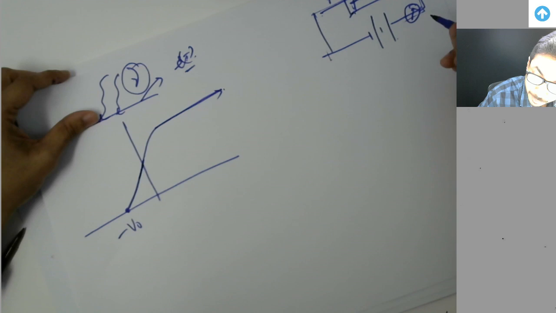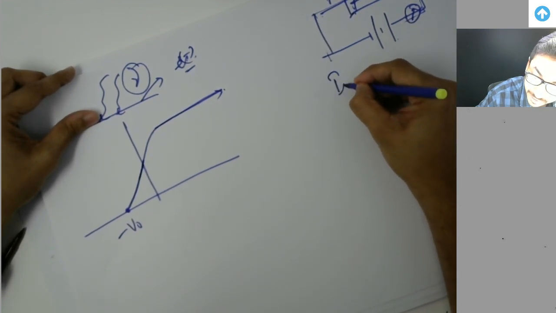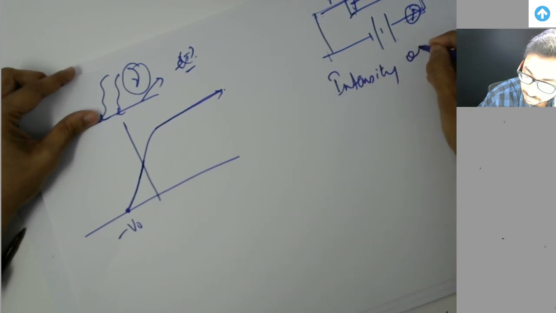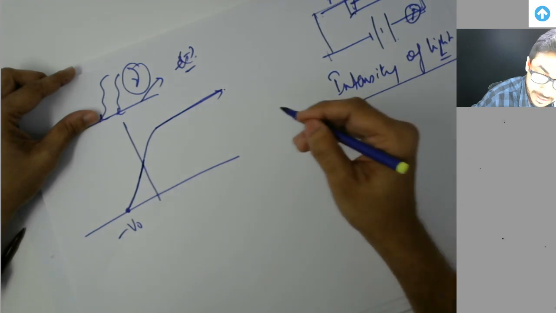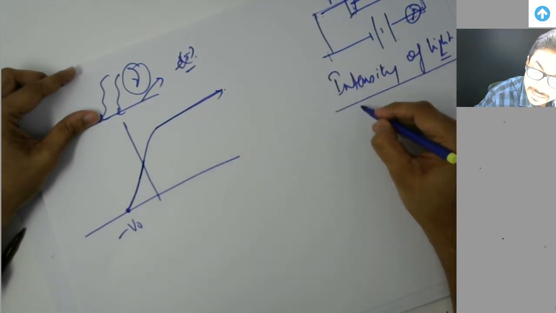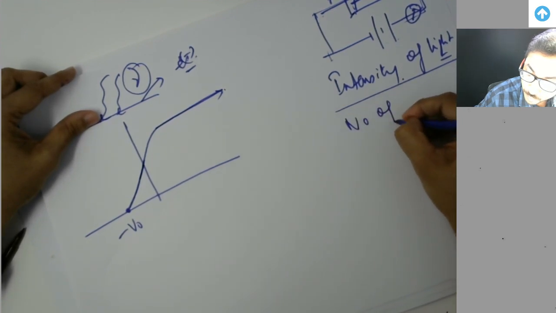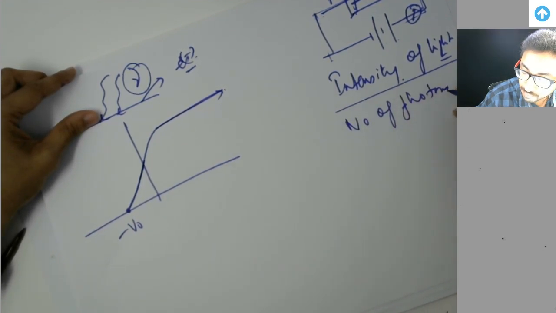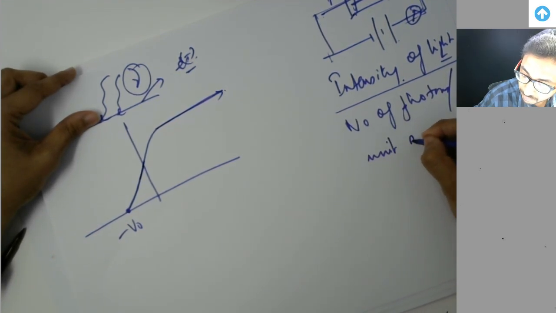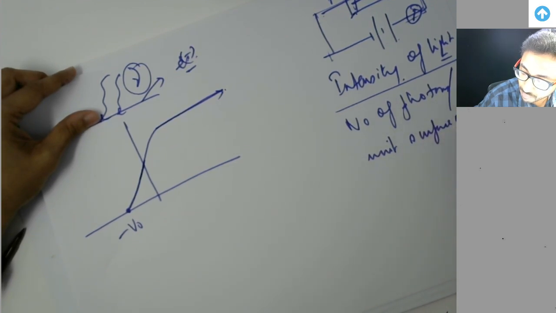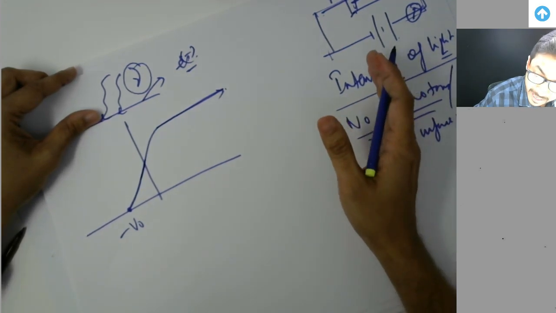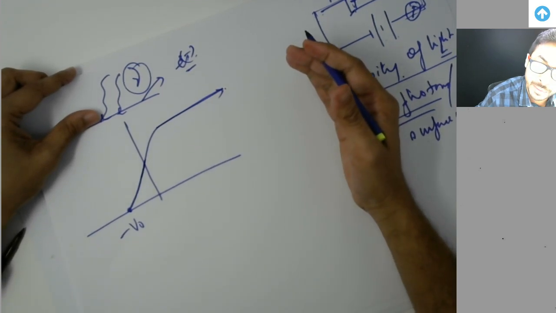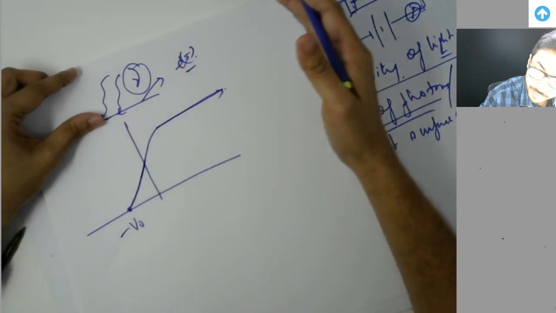Now, suppose we increase the intensity of light. If we increase the intensity of light, what does this mean? Intensity is dependent on the number of photons falling per unit surface area. So when the number of photons falling per unit surface area is increasing, more electrons will be emitted.